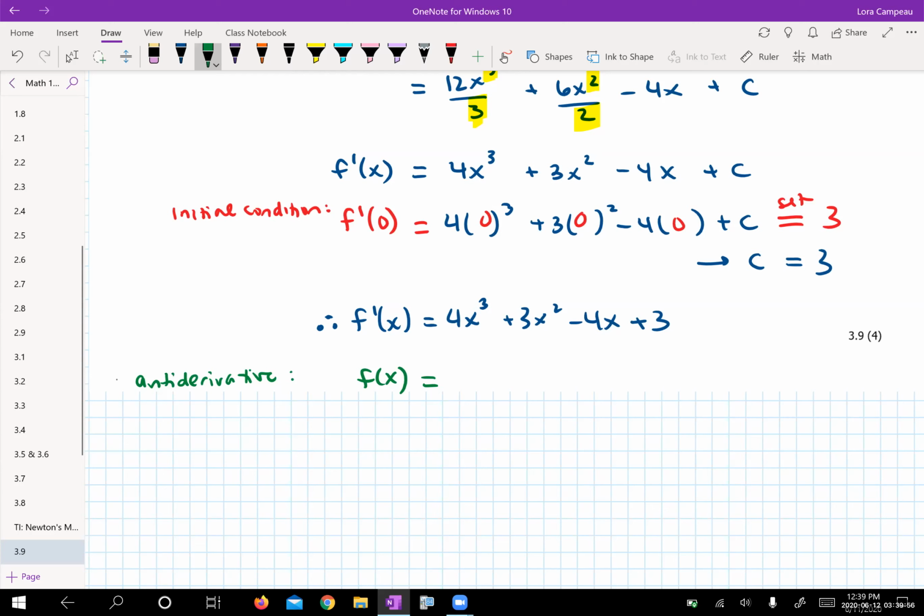So f, coming from f prime, you'll still have the 4. If you want to find the antiderivative of x cubed, it's x to the 4 over 4. We still have plus 3 times the antiderivative of x squared, which is x cubed over 3, minus 4 times the antiderivative of x, which is x squared over 2, and the antiderivative of a constant, you attach on an x.